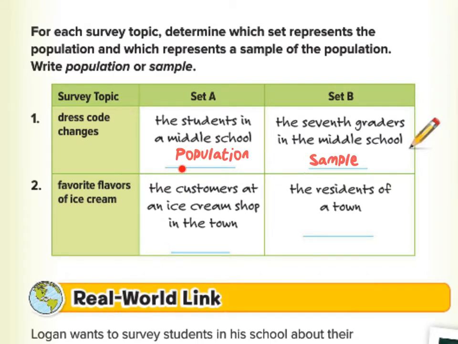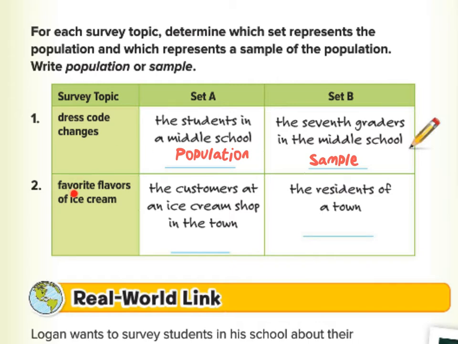So if you said this is your population, you're correct. So let's pretend that when we say the students in the middle school, we're talking about every student at school, if the school is just a middle school. Or we could just pick one class out of the entire school. That would be our sample.